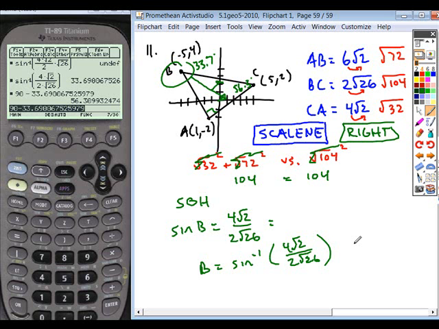If you solved using law of cosines, if you're using these same measures, these lengths, you should still be able to solve it from that.